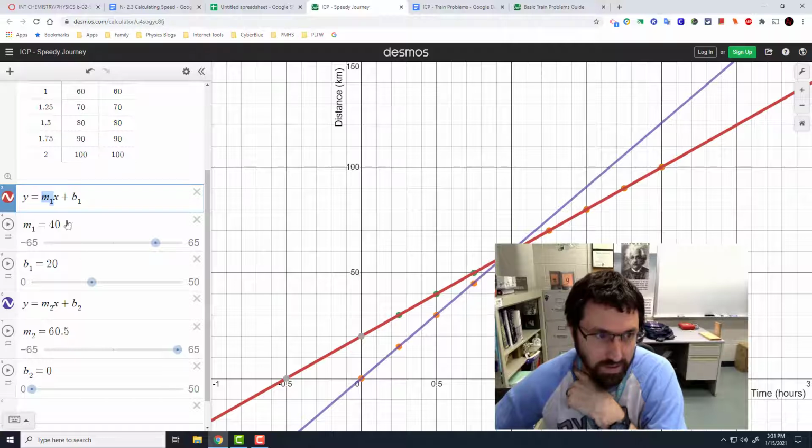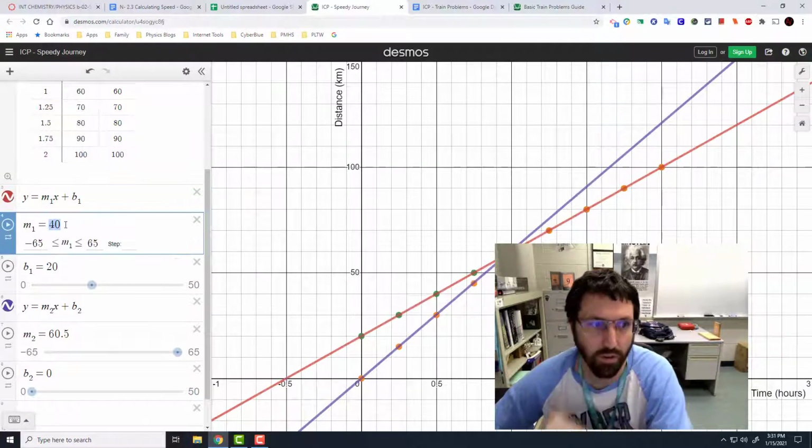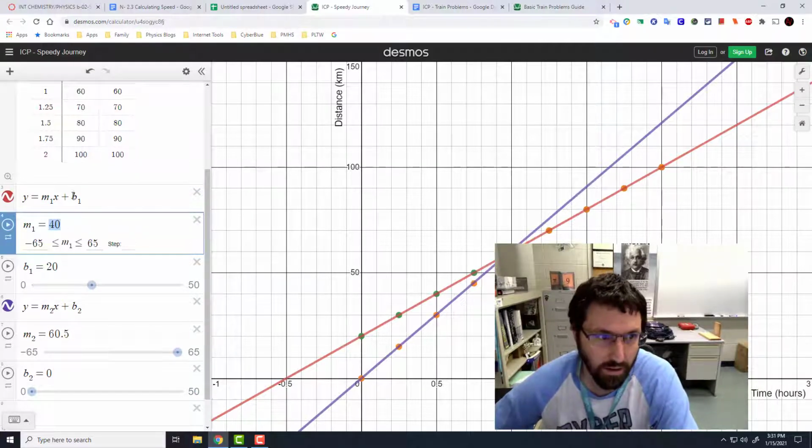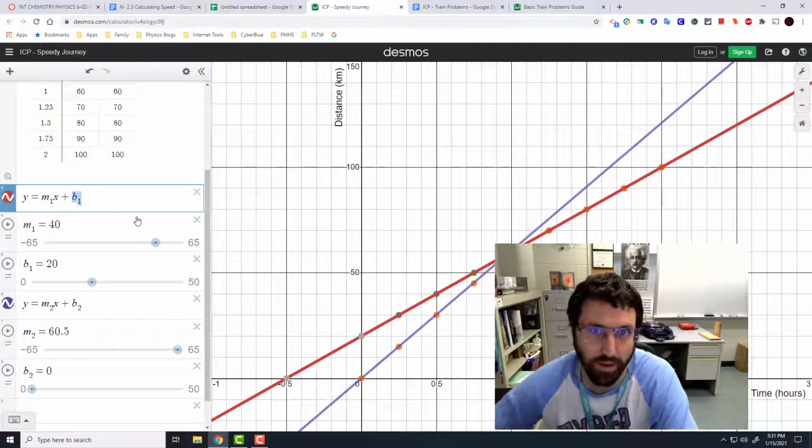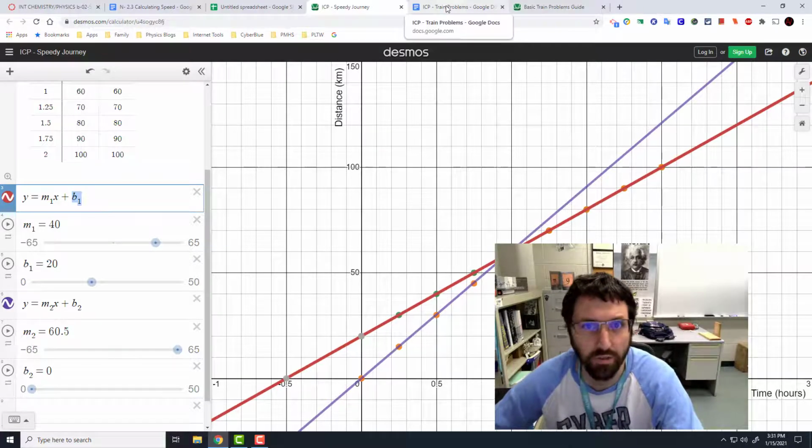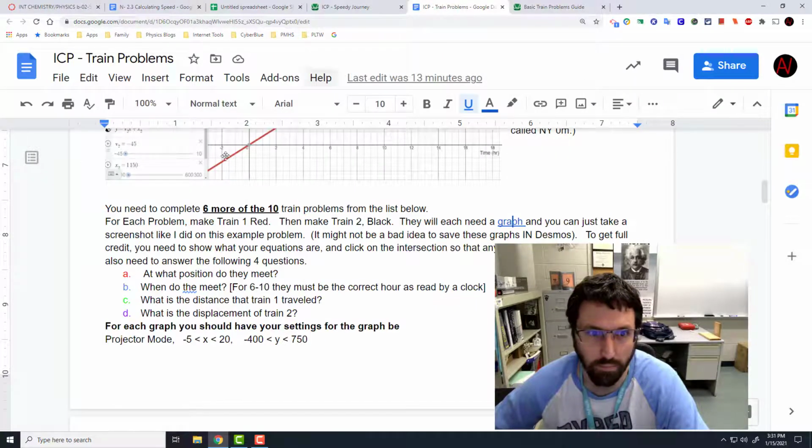M is the slope. And as we said before, the slope is the speed. B is the starting point. So one of them started at 20 kilometers, the other started at 0. And then we get both of their slopes in there. We're going to use this when we do the train problems.